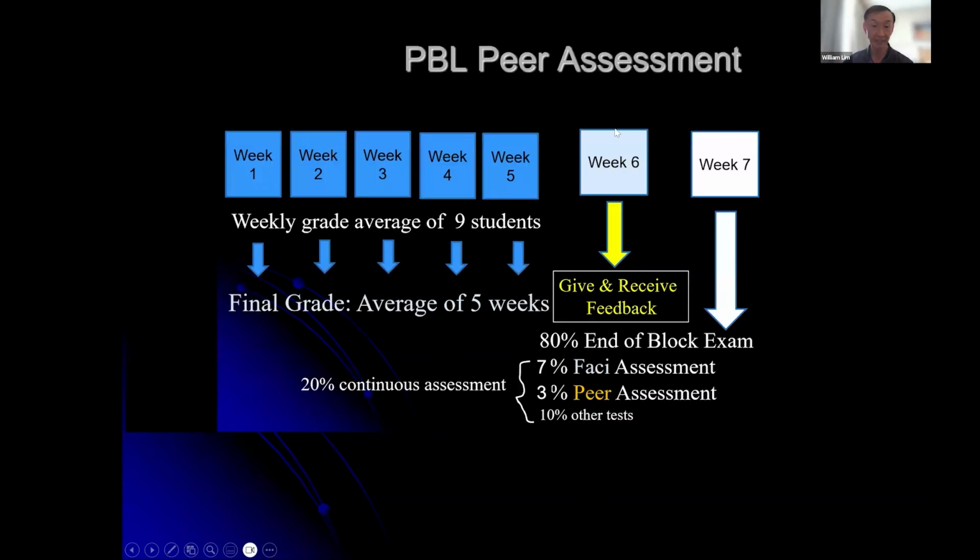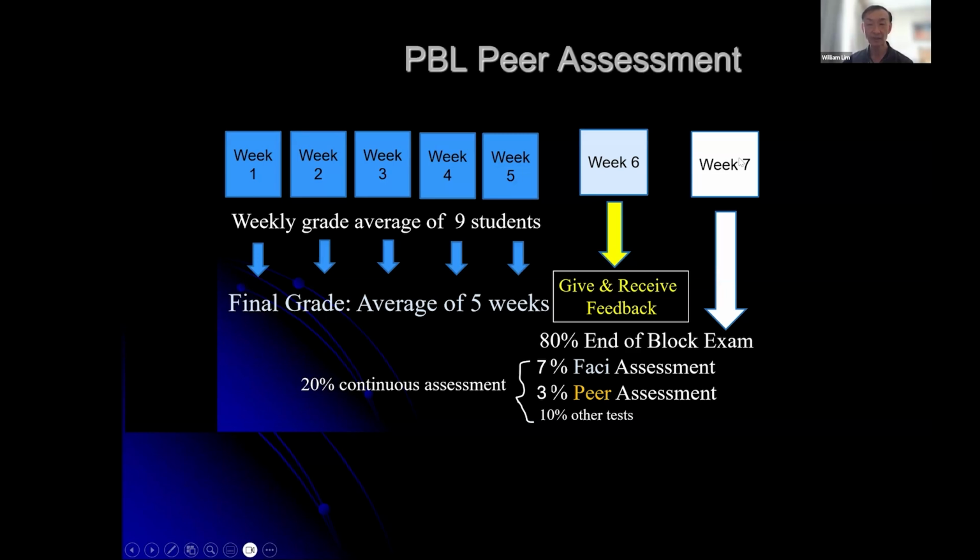So my final slide. Basically for week 1 to week 5, every week they're going to grade their 9 friends, and every week they get a weekly grade. And finally, at the end of 5 weeks, they get a final grade, which is the average of the 5 weeks. Whereas in week 6, they don't grade. In week 6, they give feedback, and they read the feedback of their friends.